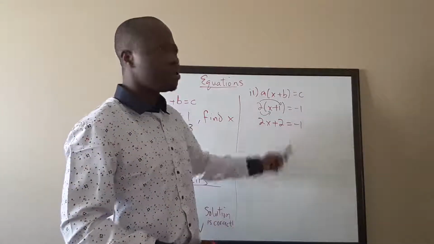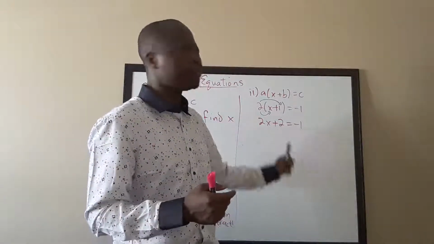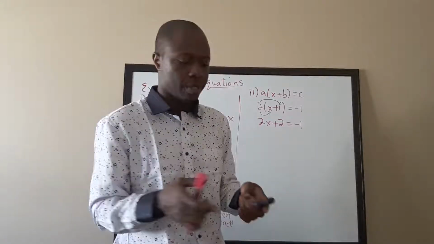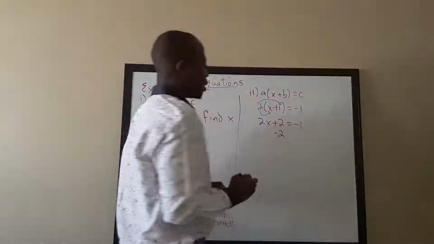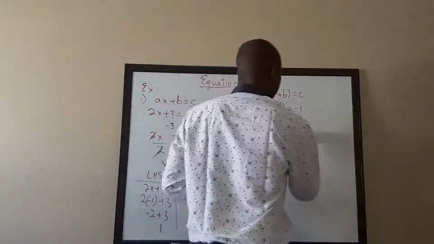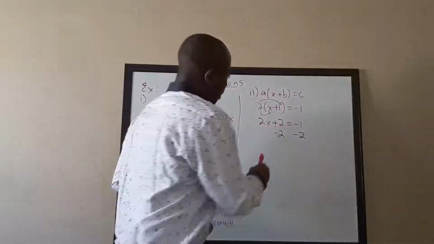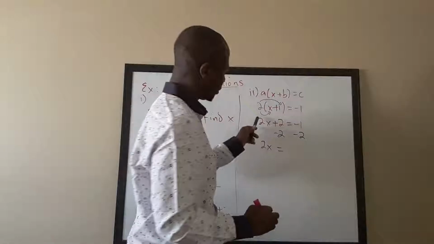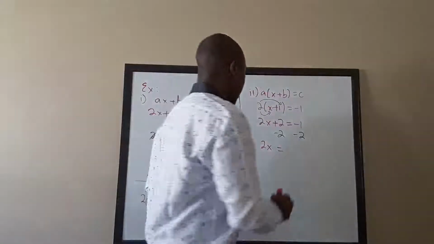So plus 2, I'm thinking of what I can do to get rid of plus 2. Well, if I do minus 2, it's going to be 0. So I can do that. So minus 2 on the left side. Automatically, I must minus 2 on the right side. Plus 2 minus 2 is 0. I have 2x left. Minus 1 minus 2, I add these 2. I get minus 3.